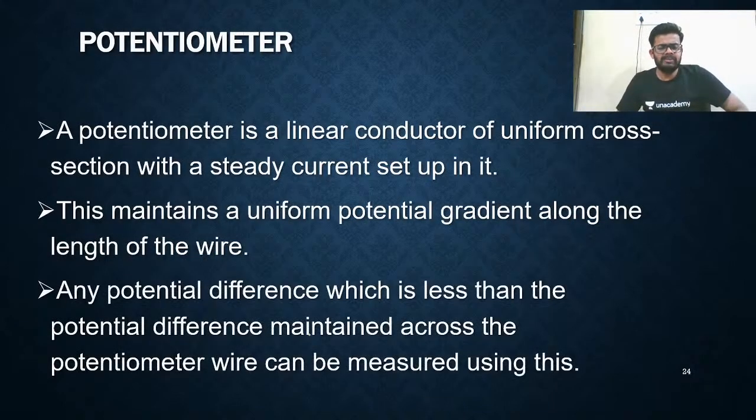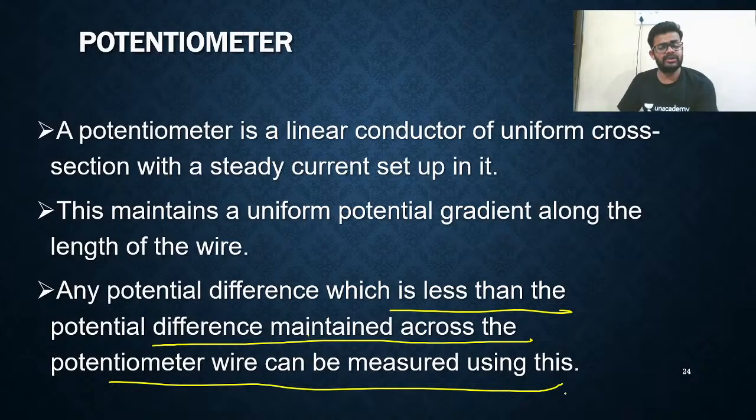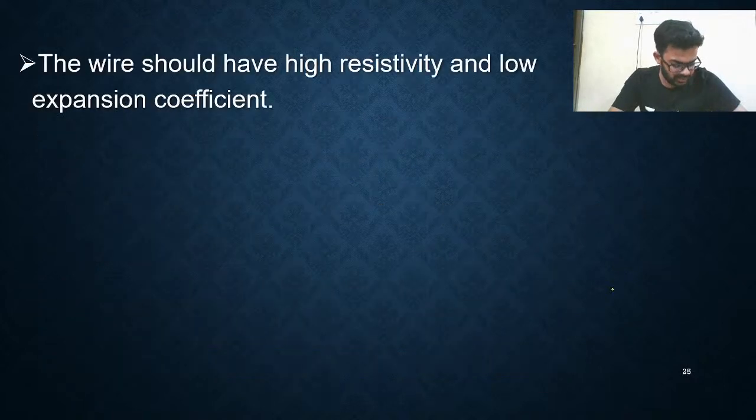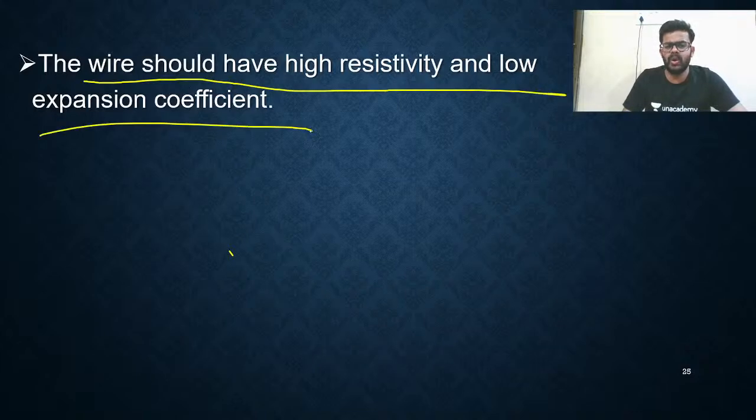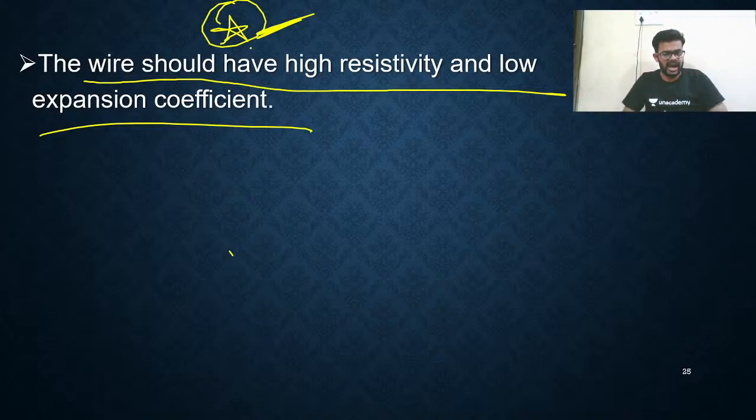So let's move ahead. Any potential difference which is less than the potential difference maintained across the potentiometer wire can be measured. Whatever the potential difference across the potentiometer wire, VAB, anything less than that can be measured using a potentiometer wire. More than that cannot be measured. Next, my dear friends, the wire should have high resistivity and low expansion coefficient. This is an important point, remember this. For a potentiometer wire, resistivity should be high, and the thermal expansion coefficient should be low.